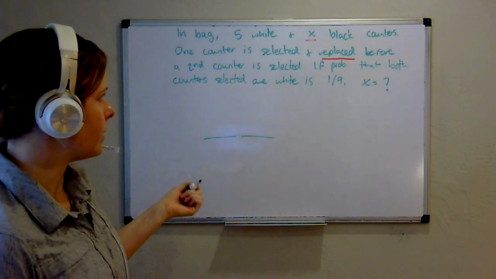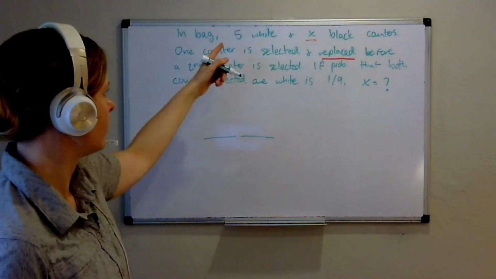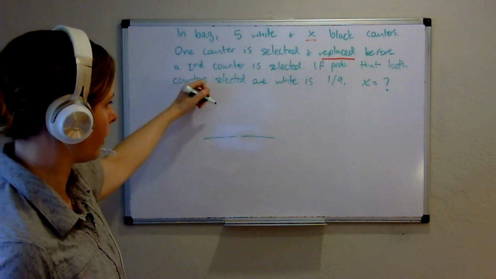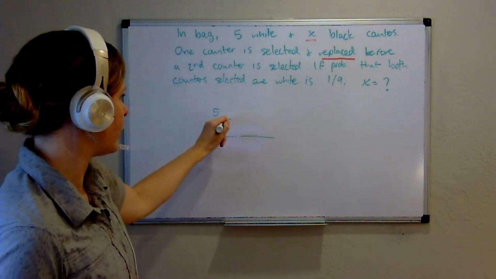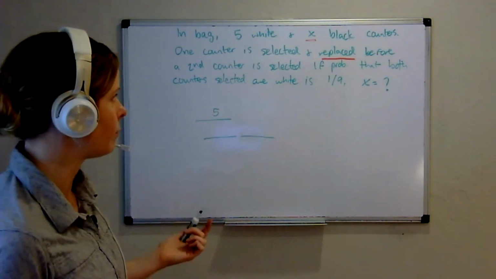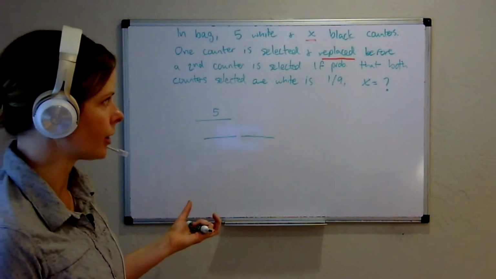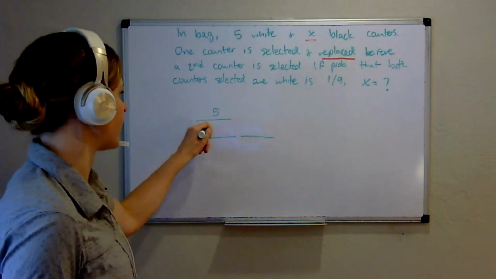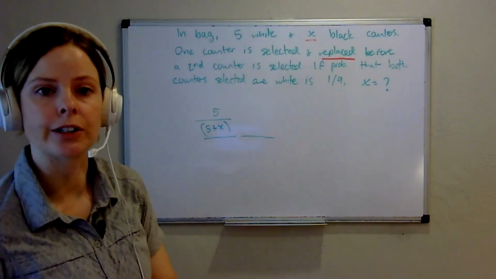So success means that we want both of these to be white. So how many desired outcomes are there? Well, there are 5 white counters in the bag. And then what are my total possible outcomes? What could happen? Well, I've got 5 white counters and x black counters. So together, I have 5 plus x total counters in my bag.